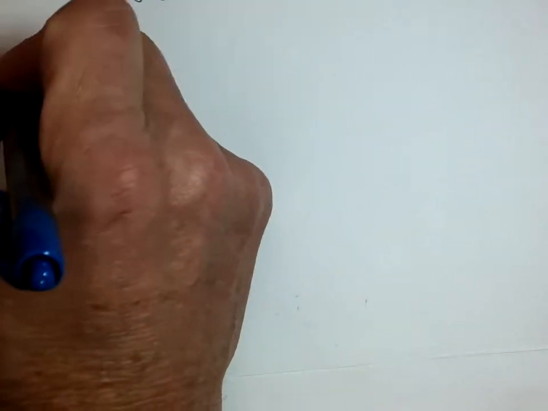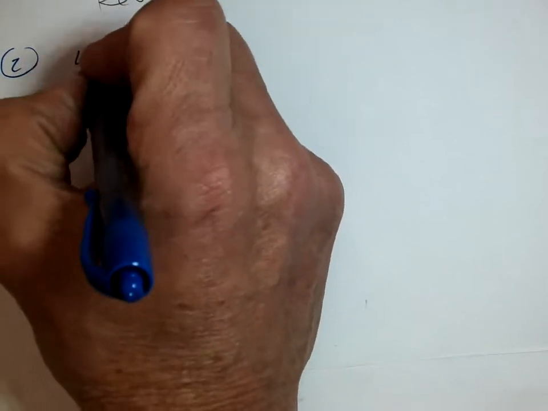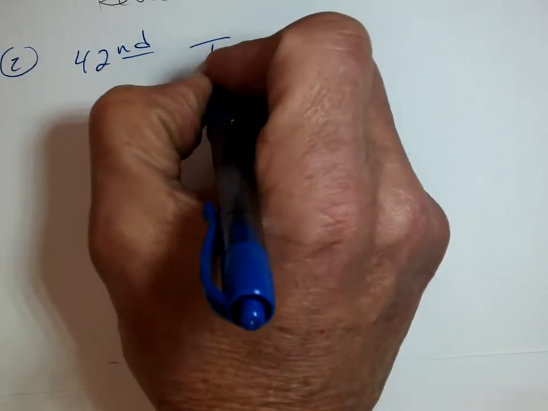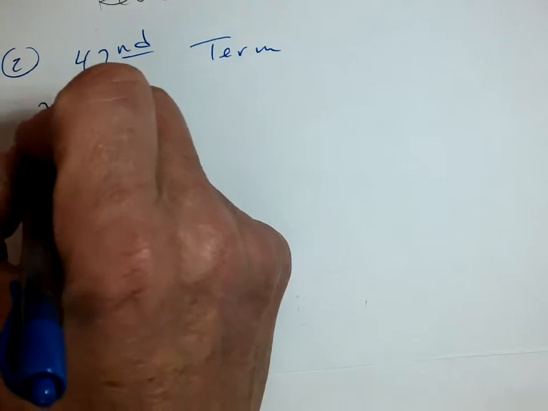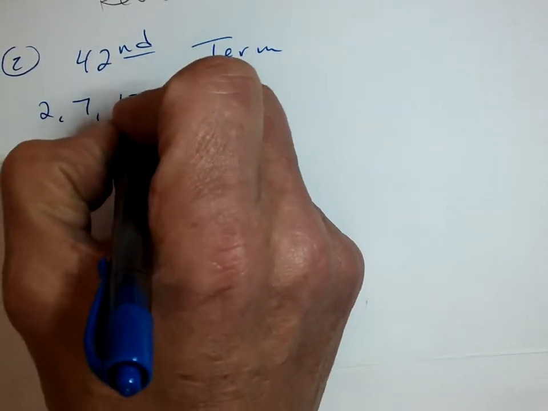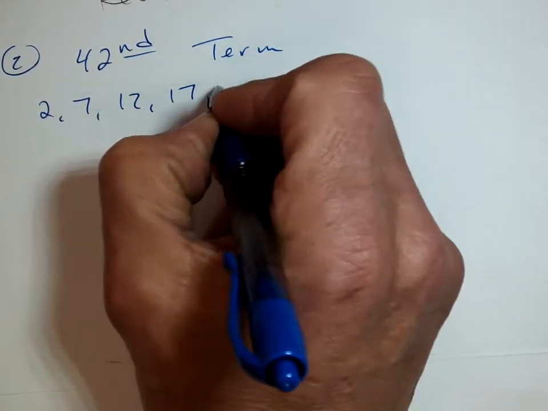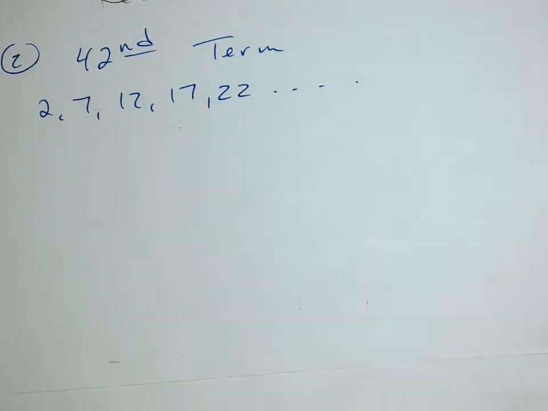Okay, number 2. We want to find the 42nd term of 2, 7, 12, 17, 22, and so on. Okay, now these are actually pretty easy. What we need to do, though, is have a formula.